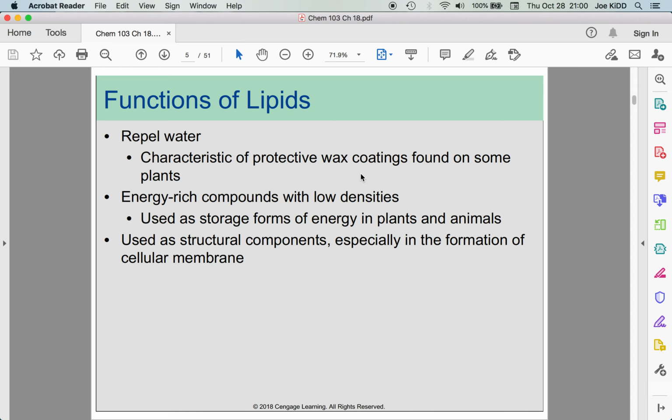They're typically very energetically rich for their relatively low densities. It's a form of storage for energy in plants and animals. They also have structural components, so when we're thinking of a lipid membrane, a bilayer lipid membrane in a cell.